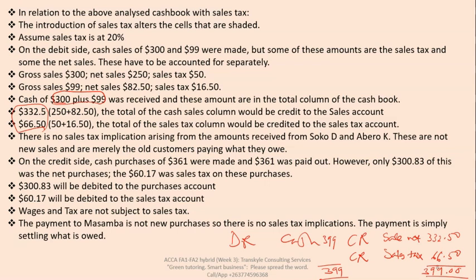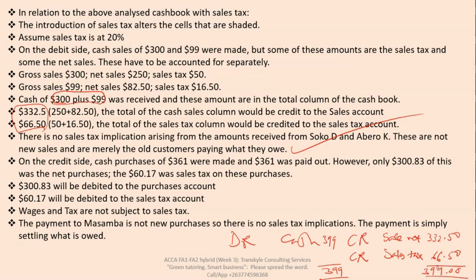So there is no sales tax implication arising from the amounts received from Soko D and Abel. These are not new sales and are merely the old customers paying what they owe. We spoke about that. On the credit side, cash purchases of $361 were made and $361 was paid out. However, only $300.83 of this was the net purchases. The 60.17 was the sales tax on these purchases.